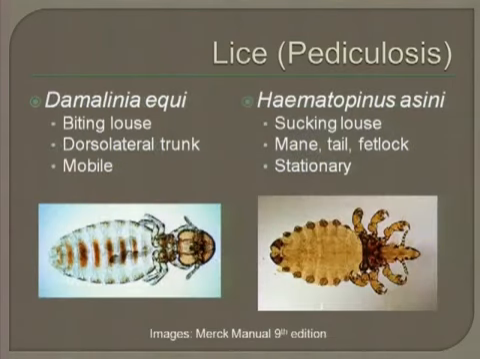There are two main species of lice that are of concern in the horse. So Damalinia equi is the biting louse of the horse. It particularly is a problem on the dorsolateral trunk and tends to be fairly mobile. And then Haematopinus asini is the sucking louse, tends to live on the mane, the tail, the fetlock, and is stationary. With lice, all in-contact animals, again, should be treated. That's kind of a recurring theme with these parasites. And there are all sorts of topical medications. Ivermectin certainly works. Lime sulfur might work. Fipronil spray can work as well to take care of lice.